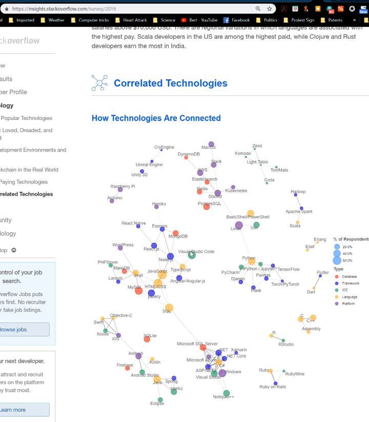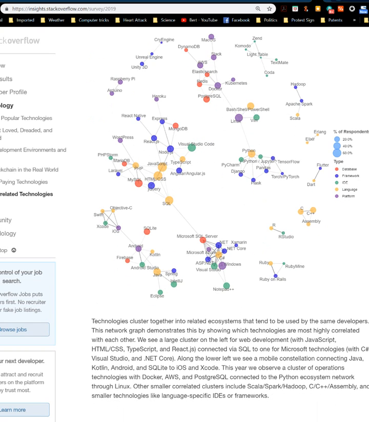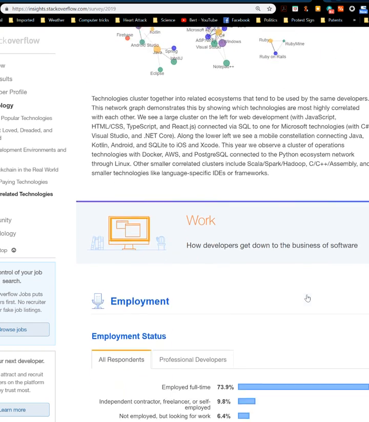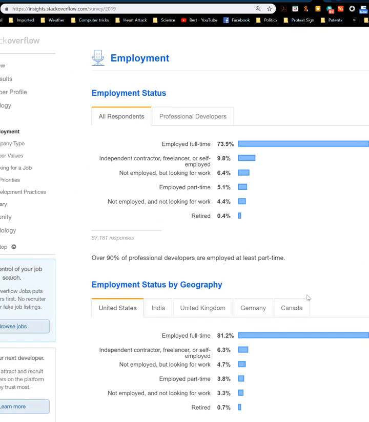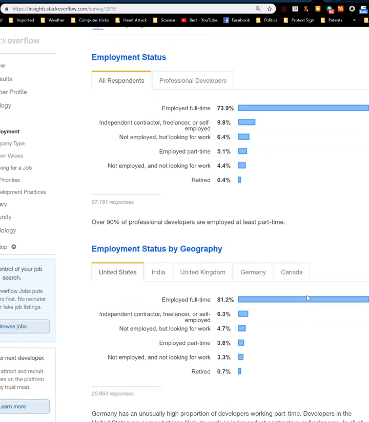But at any rate, that kind of covers it. And like I said, I'm not even halfway through this damn thing yet. You got employment status down here. Let me try to zoom out.